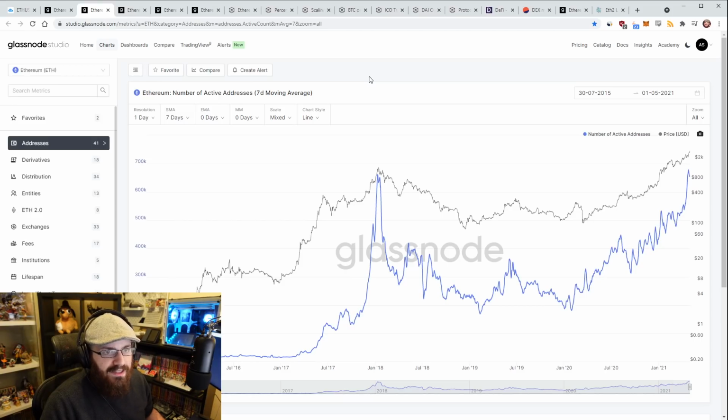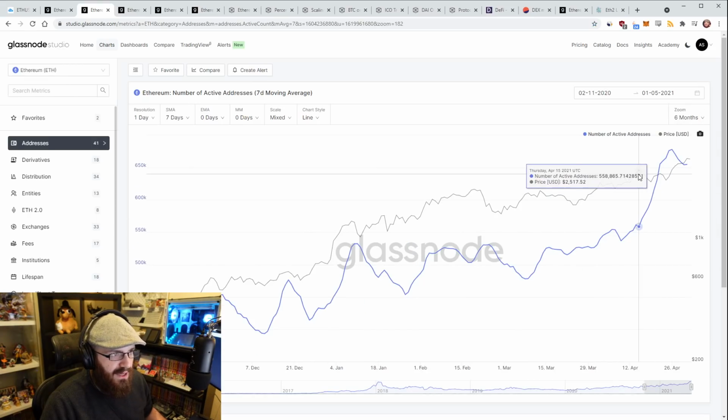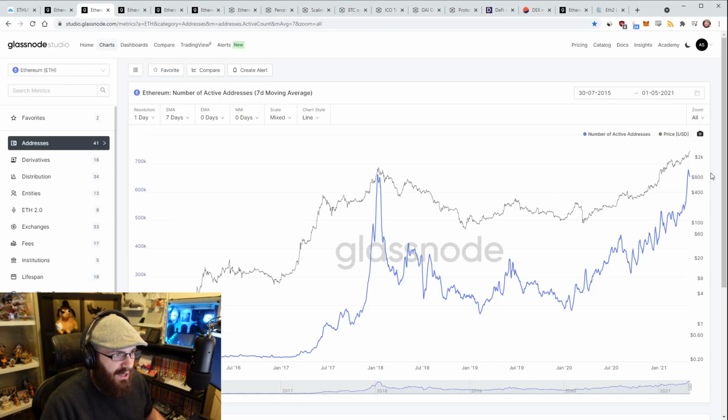So this is the number of active Ethereum addresses on Ethereum. So if we look back maybe 6 months here, we can see, I mean, I was just showing all here. You can see that's at all-time highs basically.